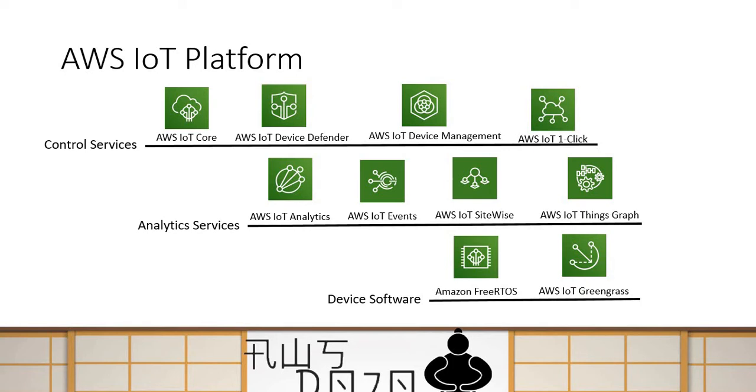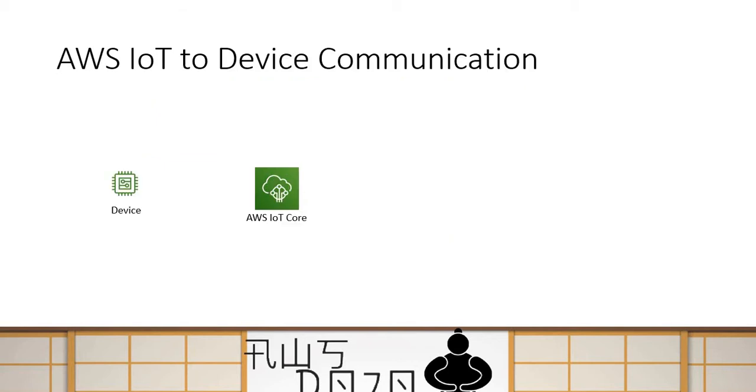So that was, to be honest, a very high level understanding of the IoT services. Today we are going to focus on AWS IoT Core, and we will try to understand how you can make a device talk to AWS IoT Core. So let's go a level down on that one.